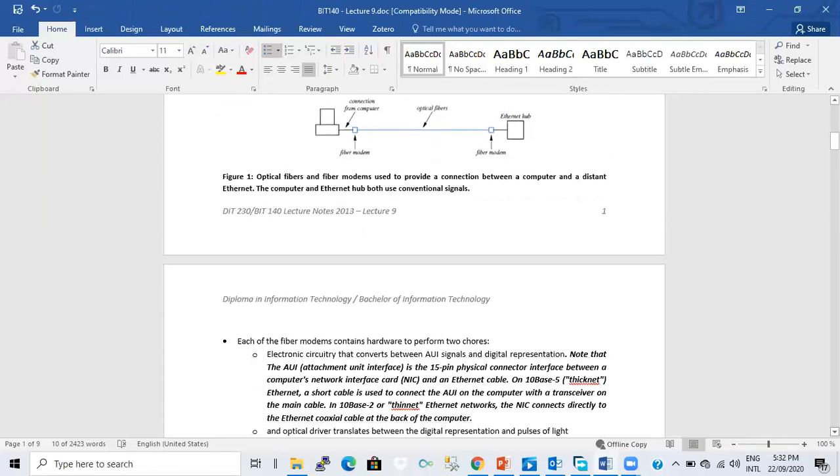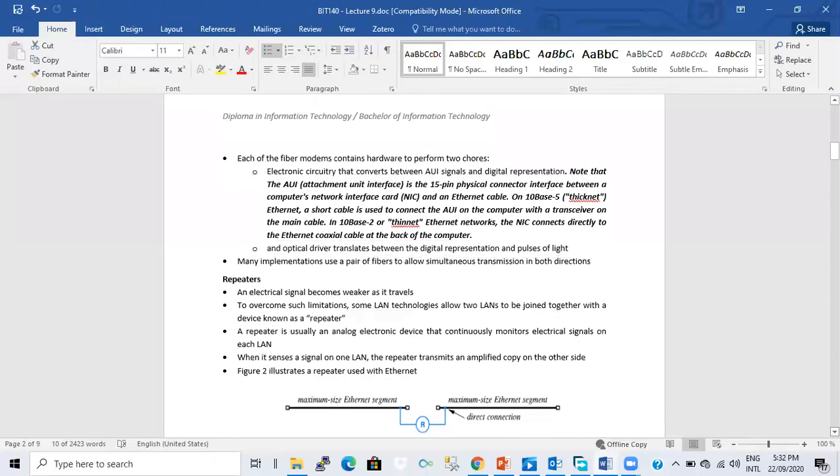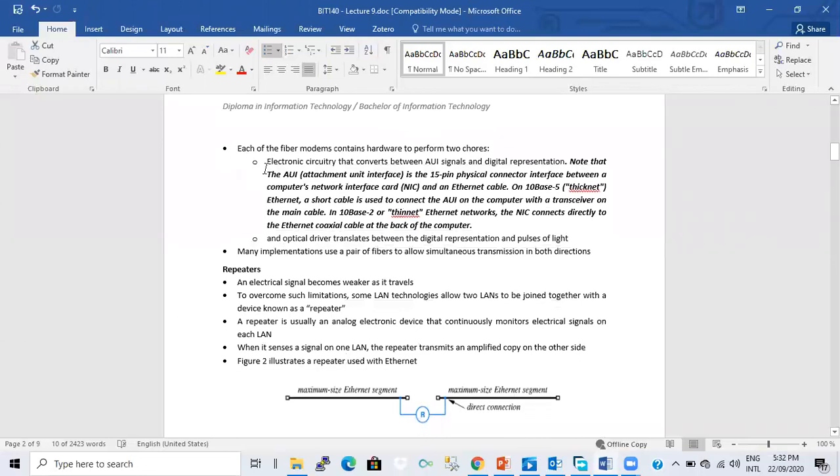Let's just move on. Here you can read more. This explains exactly what I've just said.